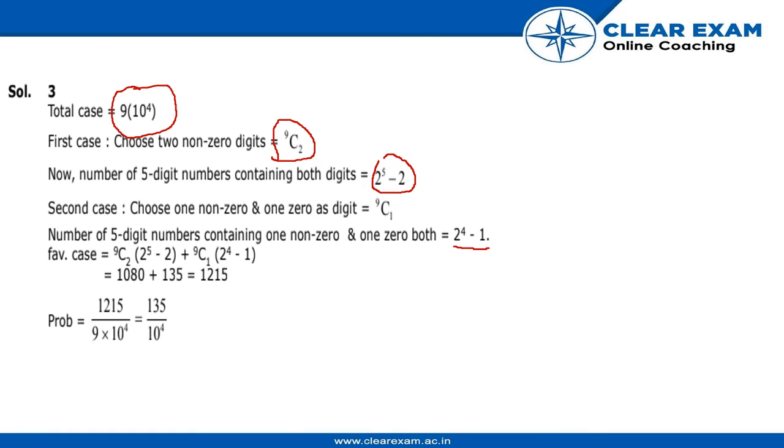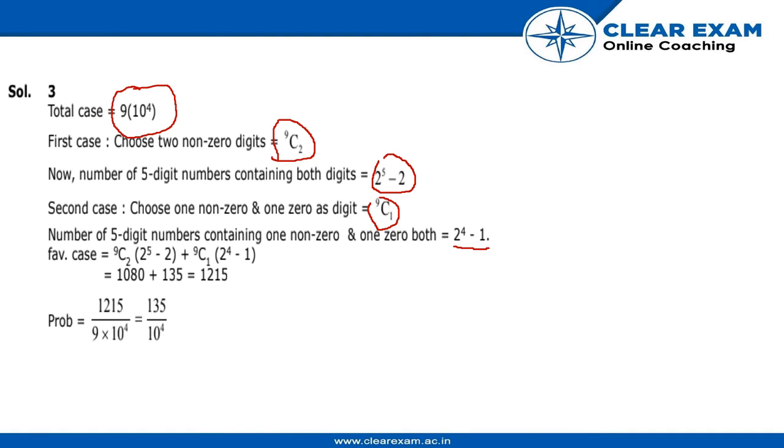Now we have to find the number of 5-digit numbers made from exactly two digits. So for that we have to add all these values that we have found in the above cases. So 9C2 into 2 raised to the power 5 minus 2 plus 9C1 into 2 raised to the power 4 minus 1, that would be equal to 1080 plus 135, which is 1215.